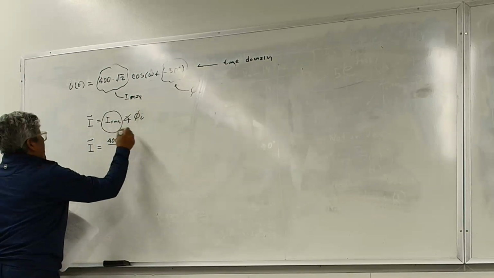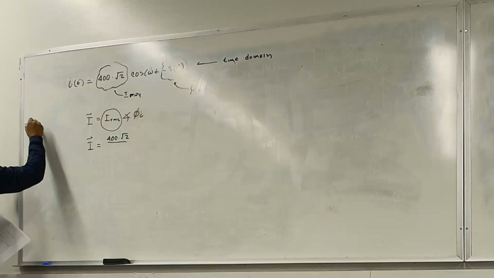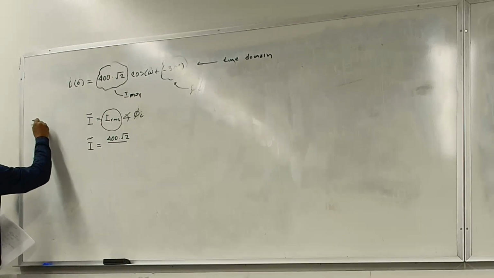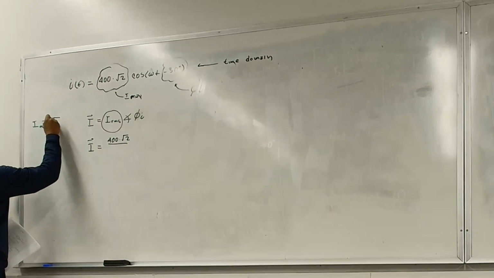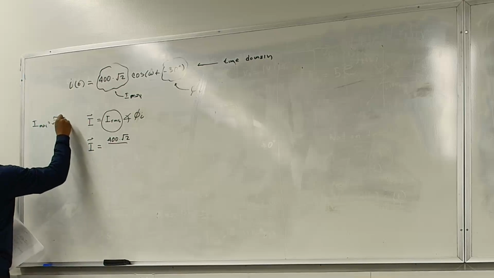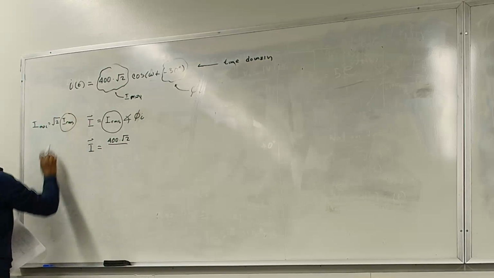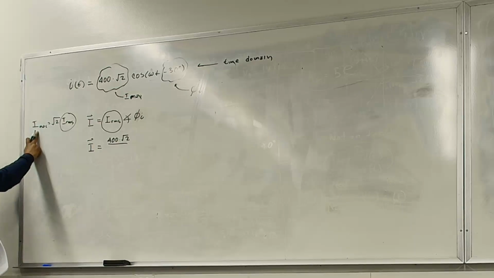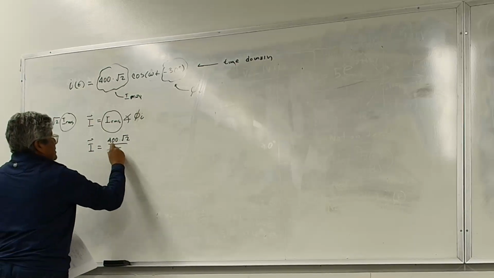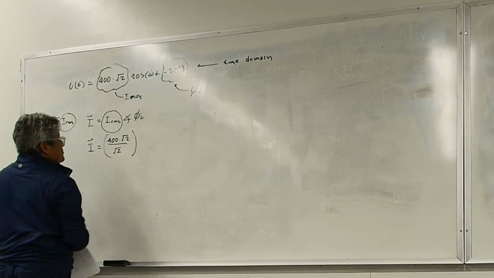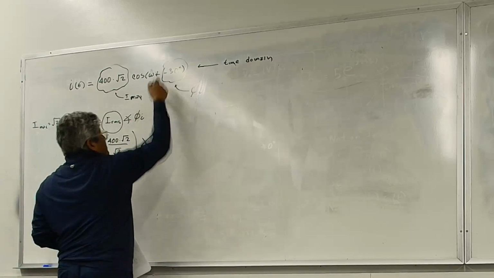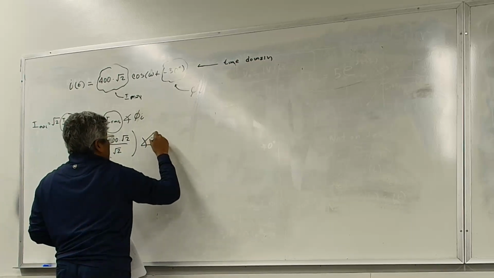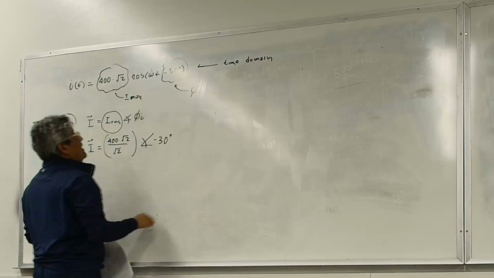So, to remember, I max, I'm gonna write it here, is equal to square root of 2 times IRMS, right? So if I'm looking for this value, all I'm doing is dividing by square root of 2. So in this case, we have the square root of 2, that's my magnitude, and then my angle, I just take it from here, which is minus 30 degrees, right?